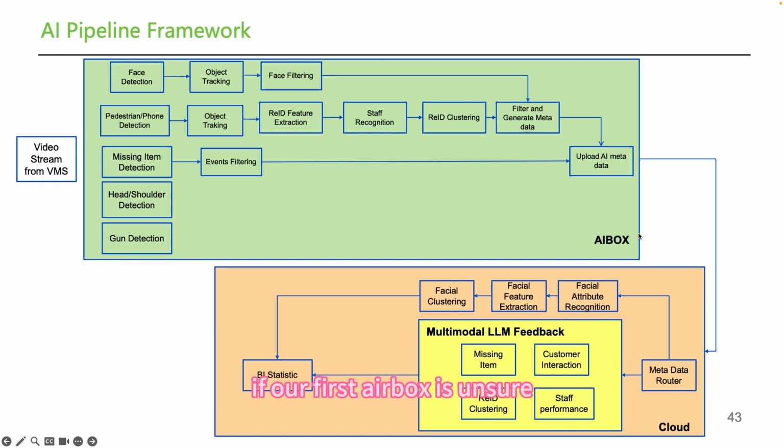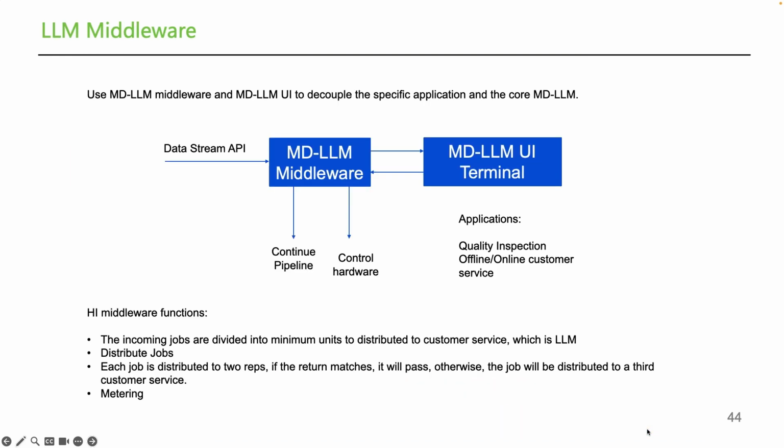If our first AI box is unsure, for example, if it's not sure if a person is the same person as someone else, as its confidence is not high enough, it will upload the data from this faster AI box to the slower cloud, where the cloud uses a bigger, more accurate, but somewhat slower LLM to check the AI box's work to see if it's correct or not. So here our AI box's work is green, and our cloud LLM's work here is orange.